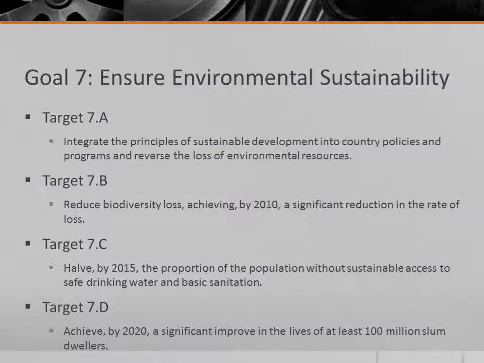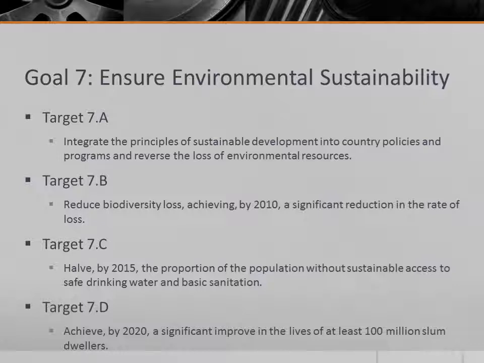Goal number 7 is about environmental sustainability. So here are some of the specific targets that they were trying to achieve. Integrate the principles of sustainable development into country policies and programs and reverse the loss of environmental resources. Reduce biodiversity loss, achieving by 2010 a significant reduction in the rate of loss. Halve, by 2015, the proportion of the population without sustainable access to safe drinking water and basic sanitation. We're going to talk about that here in just a minute. And to achieve by 2020 a significant improvement in the lives of at least 100 million slum dwellers.